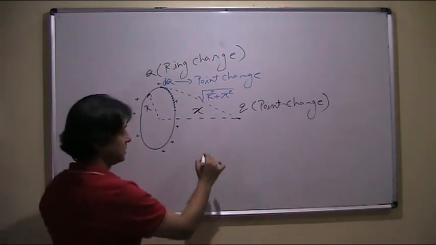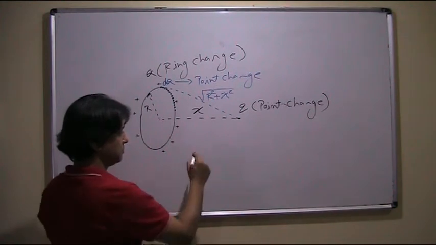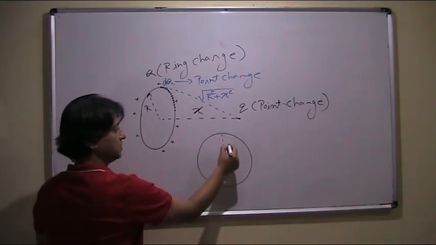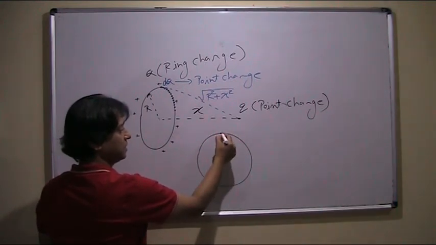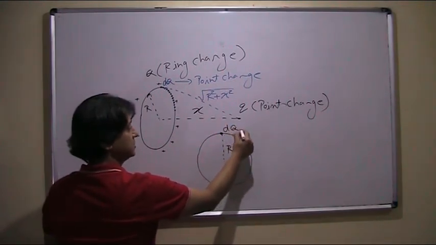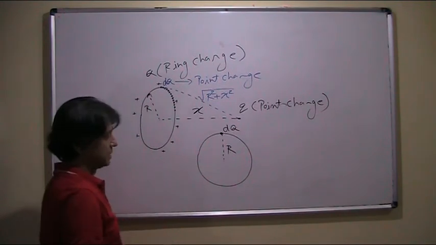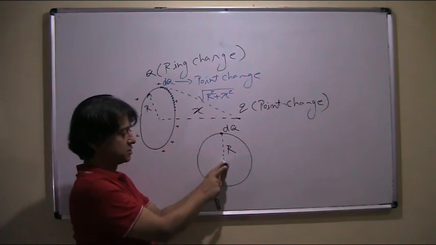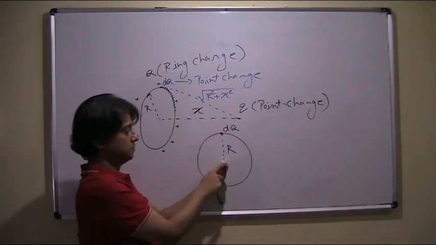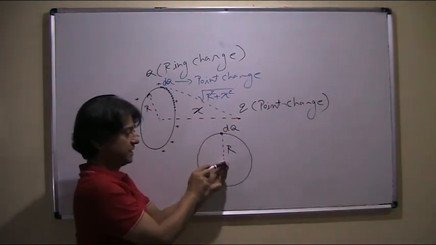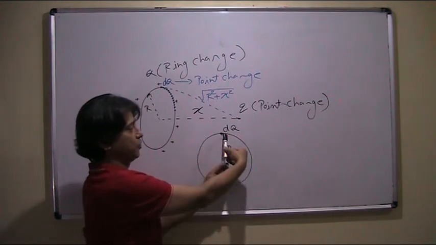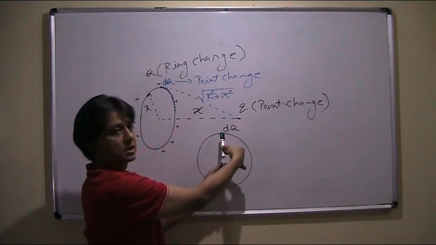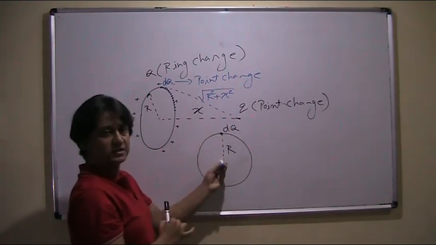What is happening? We have a ring charge Q. This radius is r. Right here is your dq. This distance is x. This is the position of small q. This is x, this is r, and therefore this distance is root over r square plus x square.